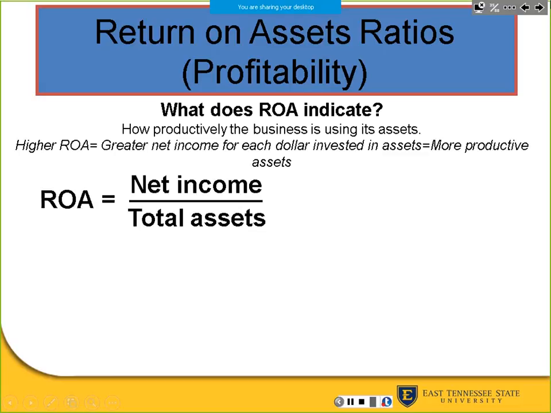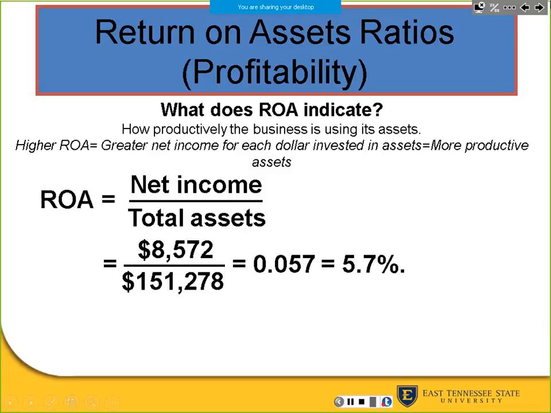So here we're going to take net income divided by total assets. And where are we going to find this information? We're going to go to the balance sheet for which part? For the total assets. So what are we sitting at for total assets? 151,278. Okay, and then where are we going to go for net income? Back to the income statement. So we're going to take 8572, divide that by 151,278. And that's going to give us a return on assets of 5.7%.